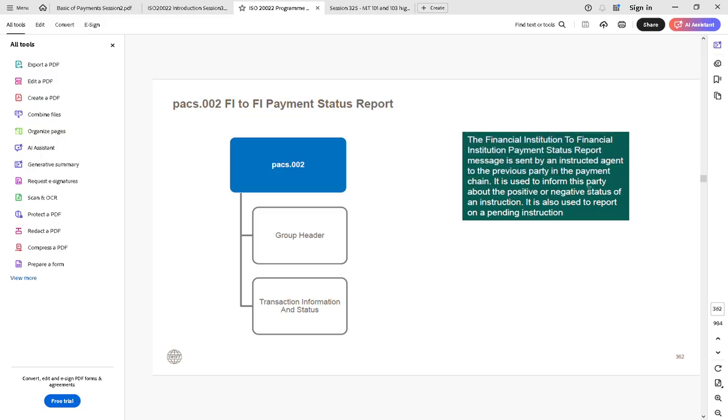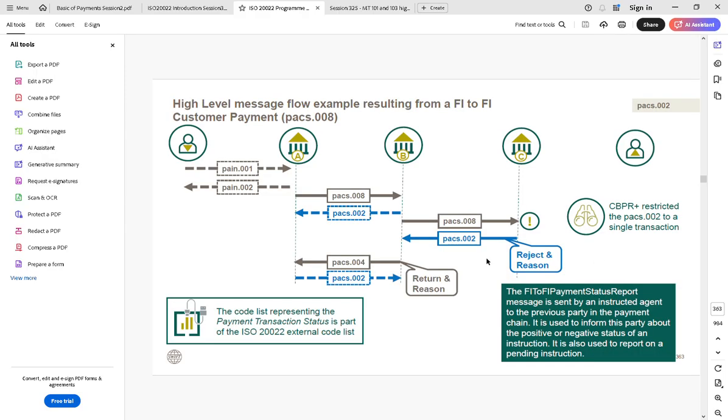It is used to inform this party about the positive or negative status of the instruction. It is also used to report a pending instruction. So just now we saw it is used to report whether it is positive or negative. Negative means reject, okay, of the instruction. Clear till now here? So we'll see a simple example first, then we'll see the big example.